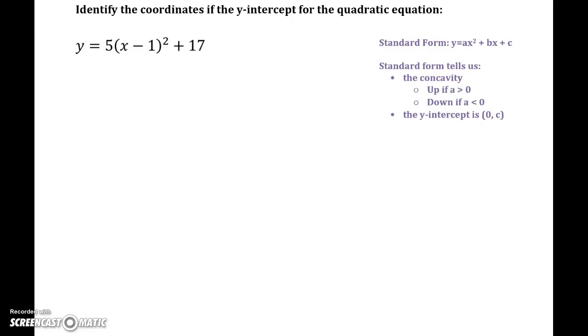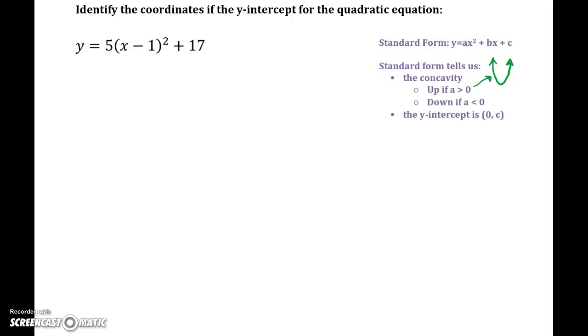And a couple of things that standard form tells us is it tells us the concavity. In other words, if the graph is concave up or concave down. Now, it's concave up if the value of a, or the leading coefficient, is positive or greater than 0. So what that looks like is if you have, for example, that a is 2, then your graph is going to open up. So that's what concave up looks like.